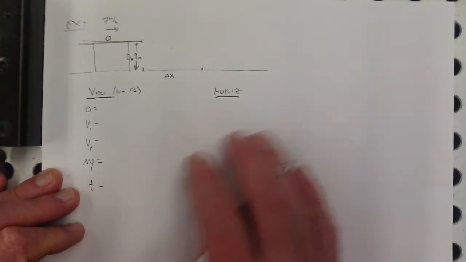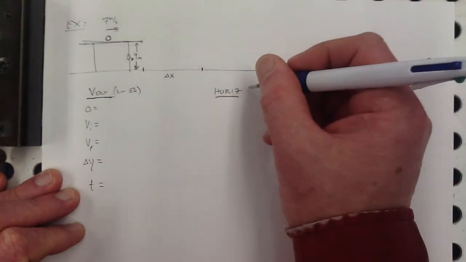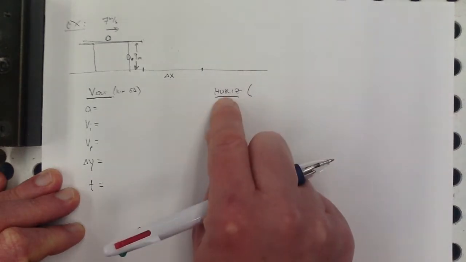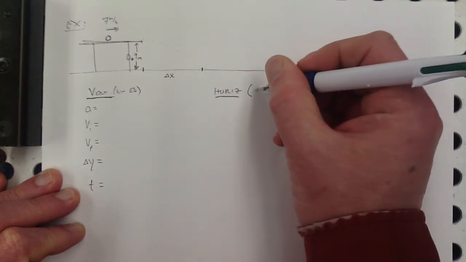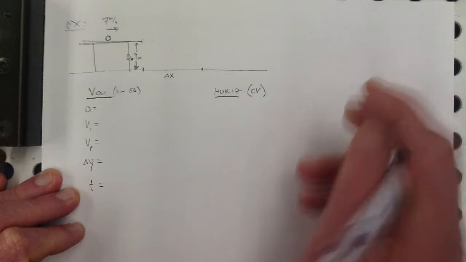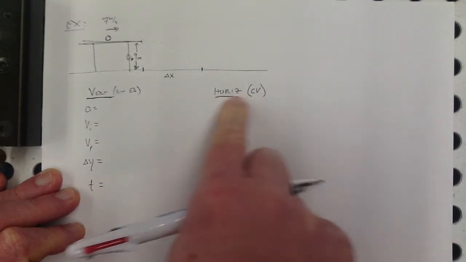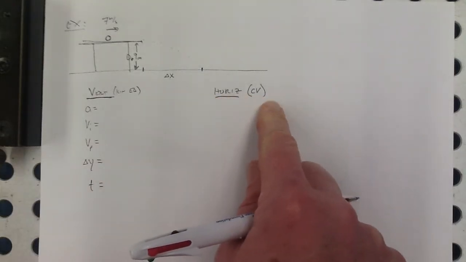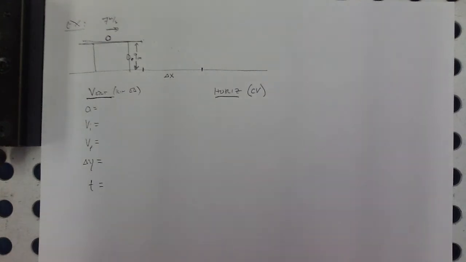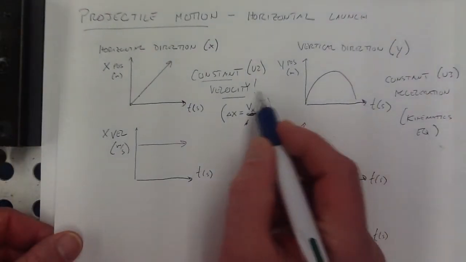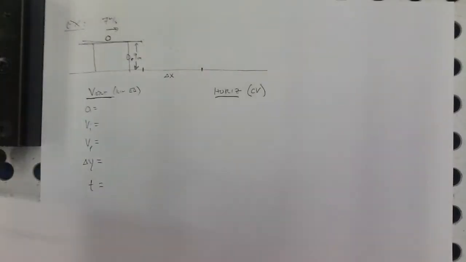Before I do anything over here, I'm going to fill out also here while I'm thinking about it. In the horizontal direction, this is constant velocity. There's only one equation that we need for constant velocity that I just told you about. Where'd that first page go? Only this one equation. That's it.